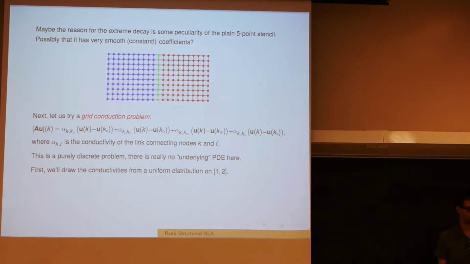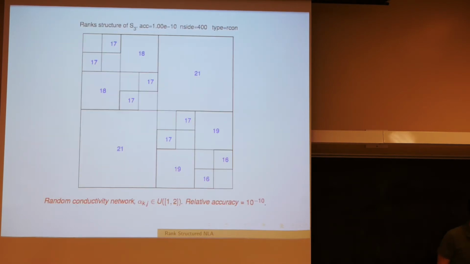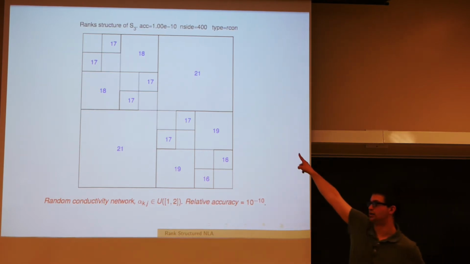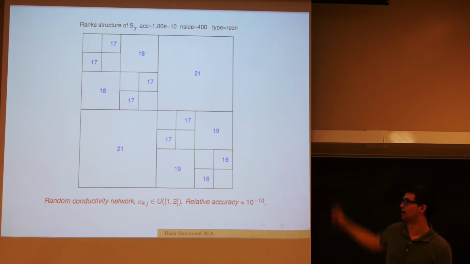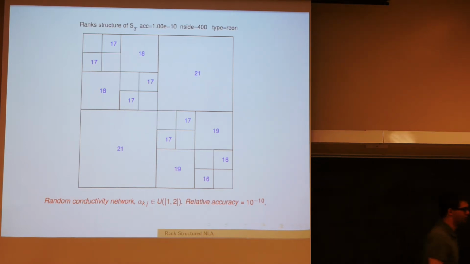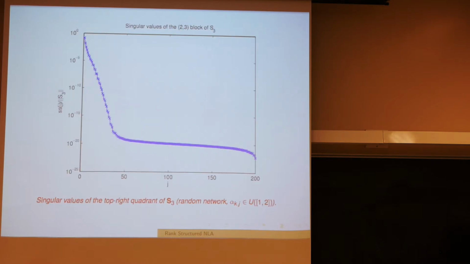And again, if we have something like a grid conduction problem, we do the same thing. And this is a little higher. I told you I want to show you varying. But again, even to high accuracy, we see the furthest off-diagonal block is the one with the highest HSS rank. We get 21. So this is still very good for the size of the matrix. And we see again that our singular values decay in the way that we like them.